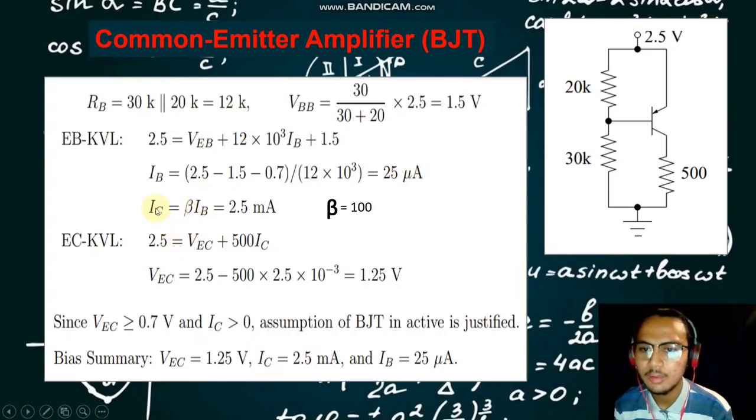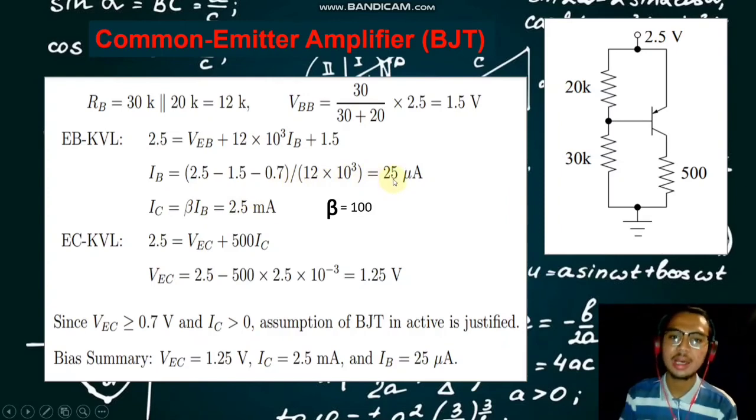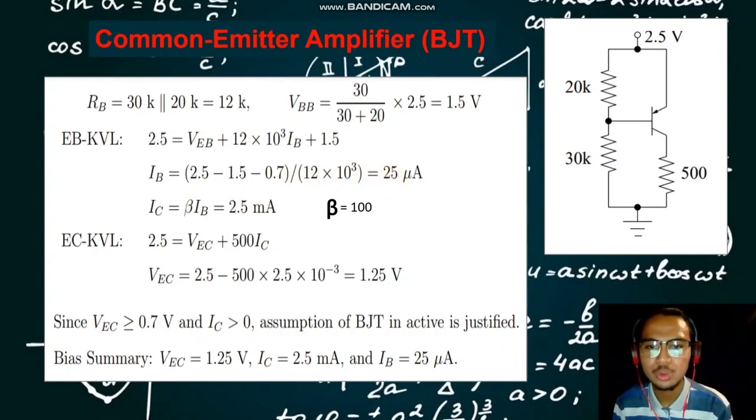Okay, for the IC it is beta times IB. Okay, we know that we have got the IB is 25 microampere, and then beta is 100. After 25 microampere times beta 100, we got 2.5 milliampere for IC.